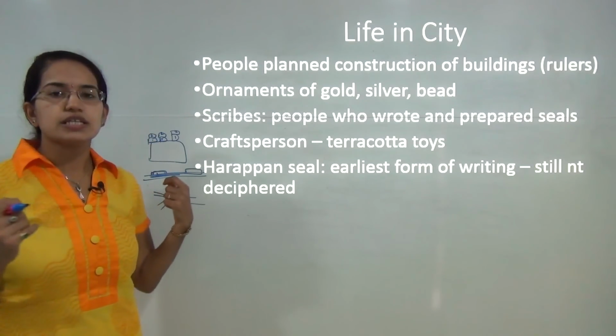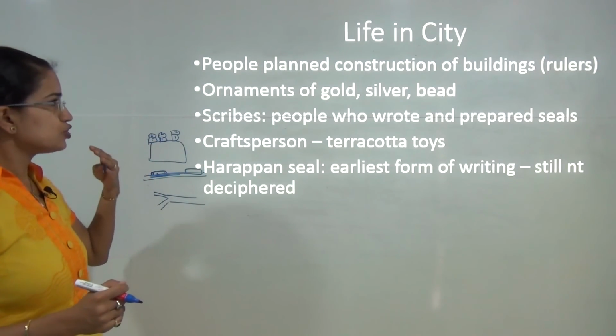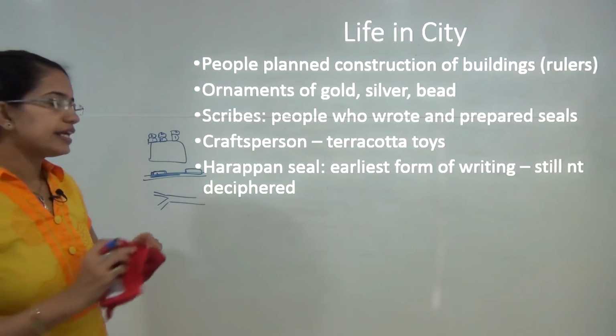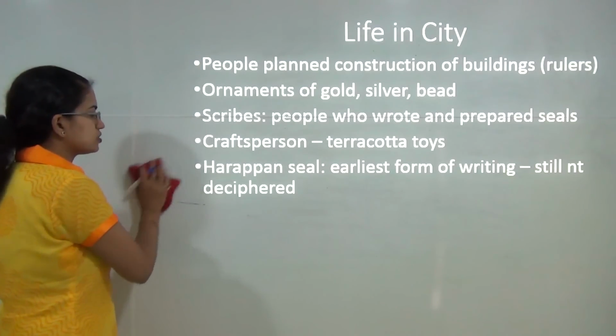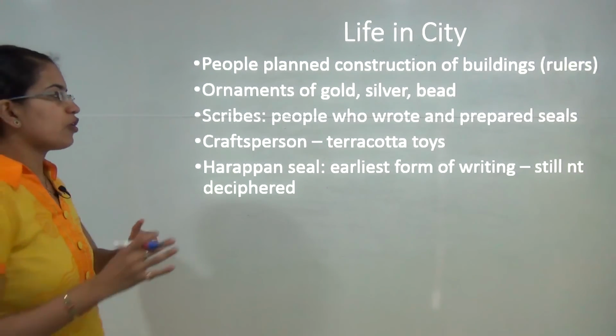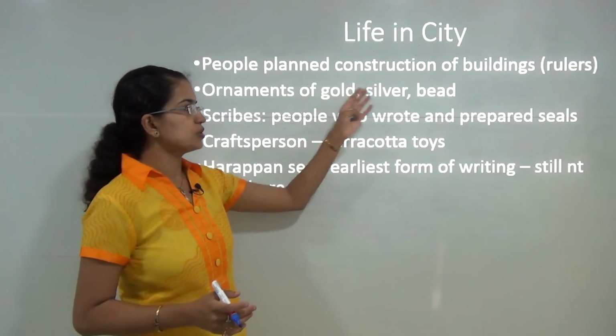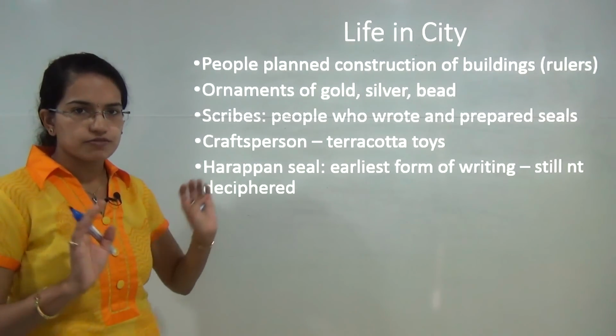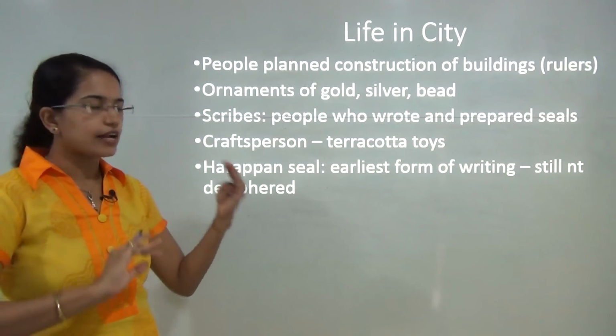Now, how was life in the city? The rulers of the region were mainly engaged in construction activities. They wanted the region to have good construction. For ornamental purposes, they used gold, silver and beads, which were considered precious stones and mainly imported from different parts of India and abroad.